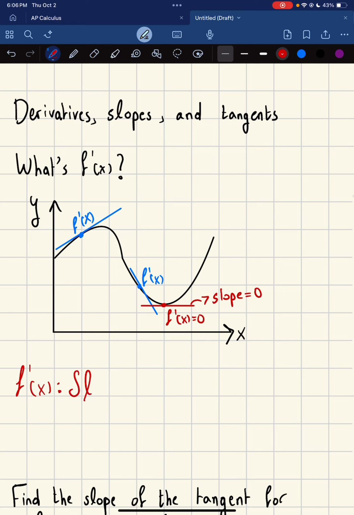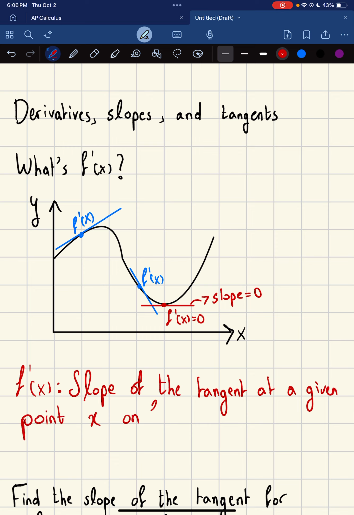So we can summarize the whole definition of f prime of x with the following. It's the slope of the tangent at a given point x on f of x. So it's the slope of the tangent at a given point x, which is on f of x. So this is basically the definition of f prime of x, essentially.